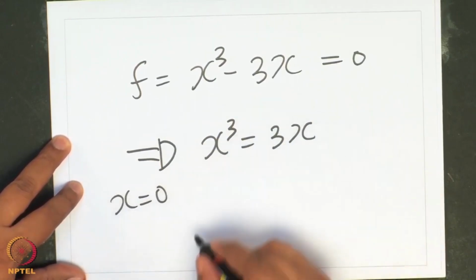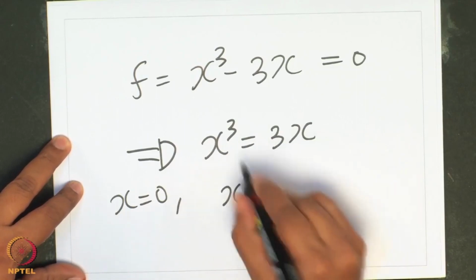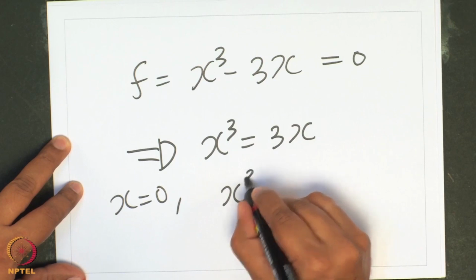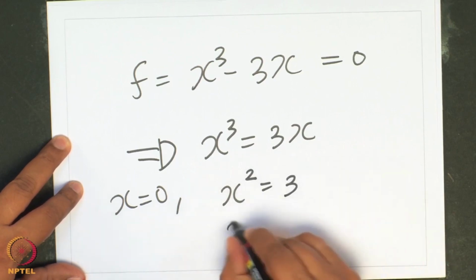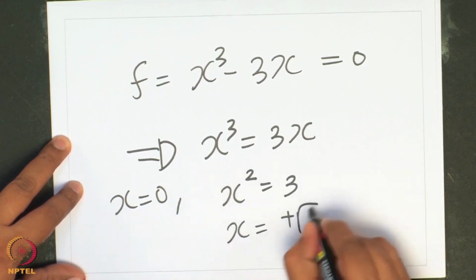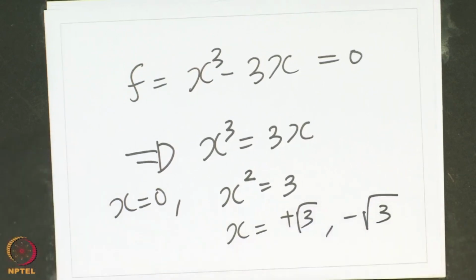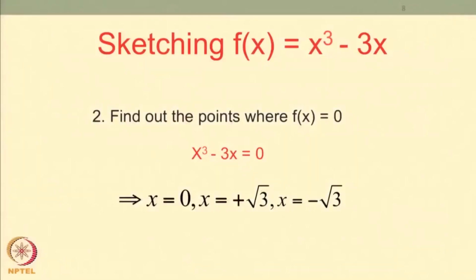When x equal to 0, this is possible. Otherwise, this is also possible when x square is equal to 3, that is, x is equal to plus root 3 or minus root 3. So, these are the two places where this would be 0.